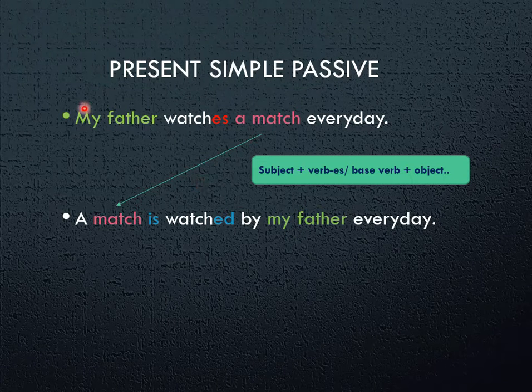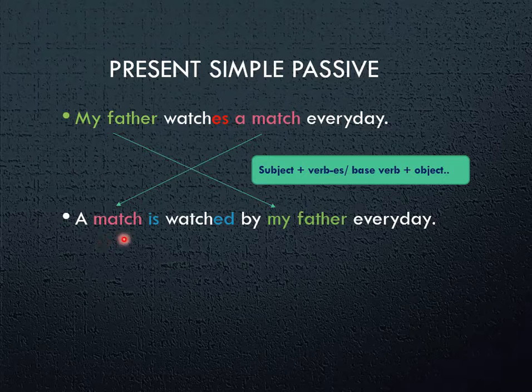My father was at the beginning of this sentence as the subject and the doer, and this doer comes to the back in this place with the word by, because we want to concentrate on the action, not on the doer. If you compare these two sentences, my father watches a match every day, and a match is watched by my father every day. In the first sentence, the focus is on who does the action. But in the second sentence, we focus on the action and the object, not on the doer.